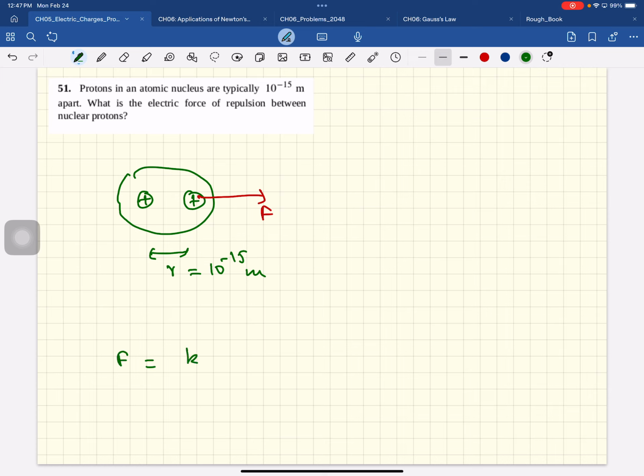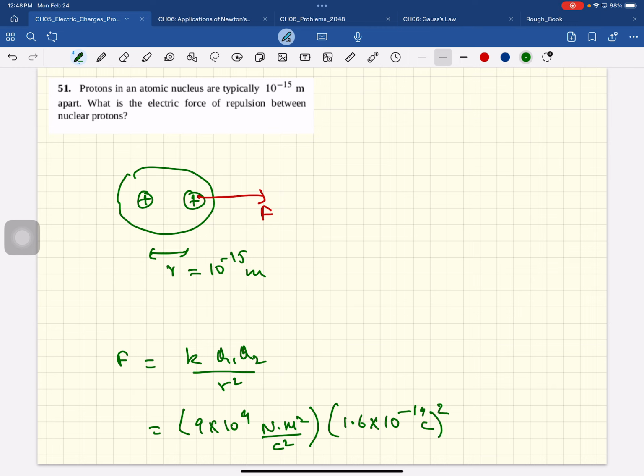is given by this formula K Q1 Q2 divided by R square. Okay. K is 9 times 10 to the 9, and the charge of the two protons is the charge of the electron, which is 1.6 times 10 to the minus 19 coulombs, squared, and then 10 to the minus 15 squared.